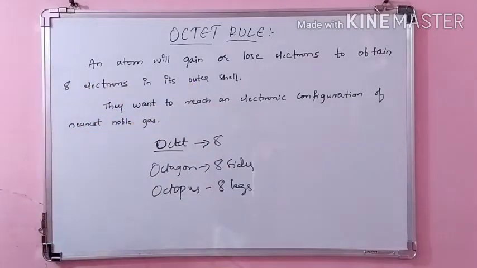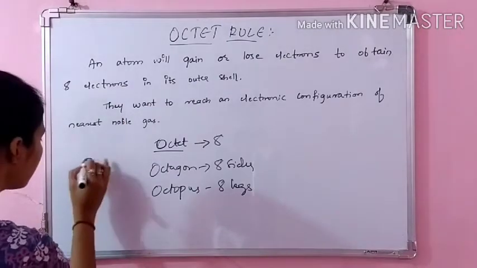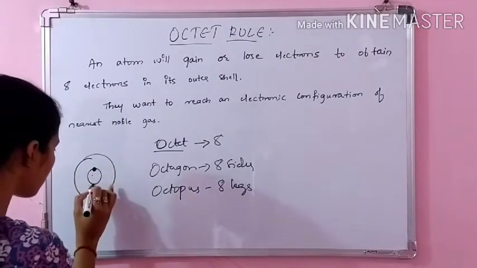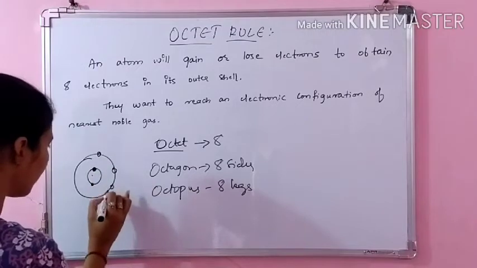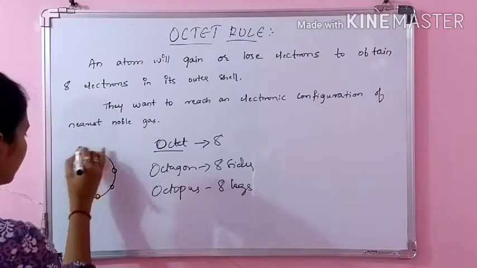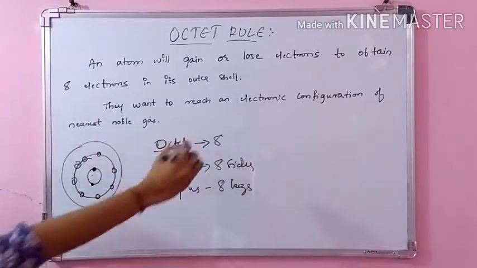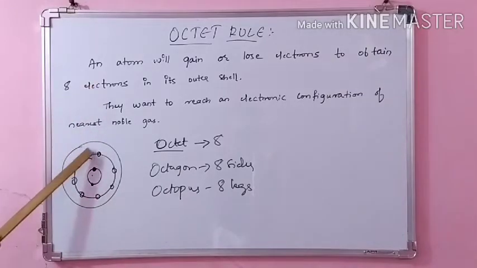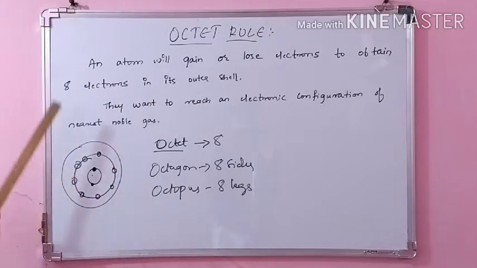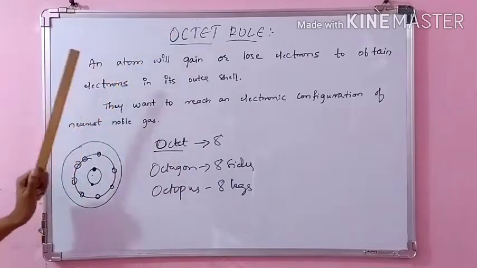Outer shell means the valence shell. Think that this is the nucleus inside and this is an atom. The first shell will have 2 electrons and the next shell will have 8 electrons, isn't it? Then so on, again 8 electrons. So an atom always wants to have 8 electrons in its outer shell. That is the stable configuration for any atom.